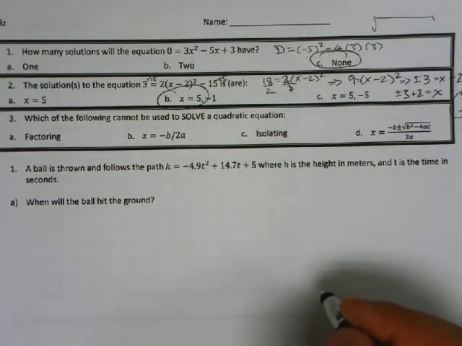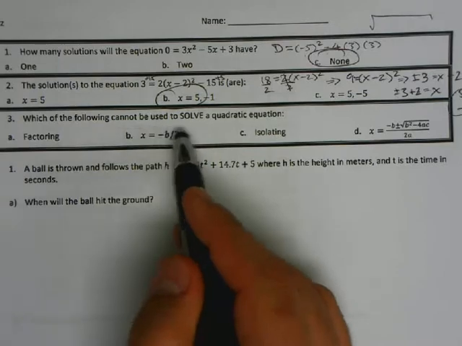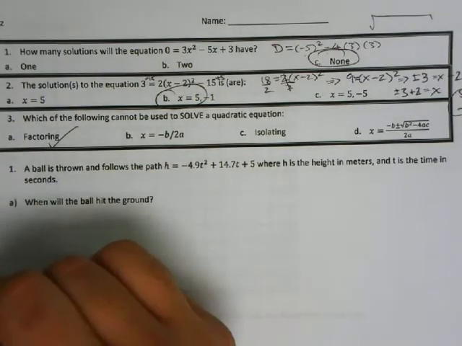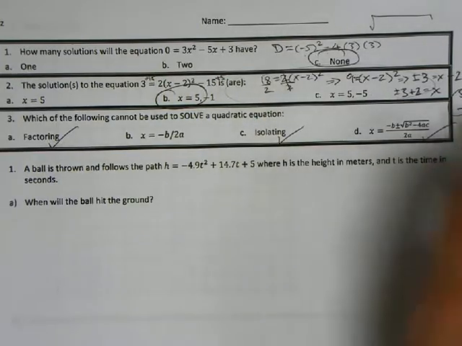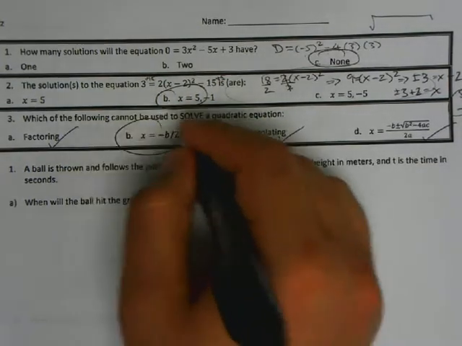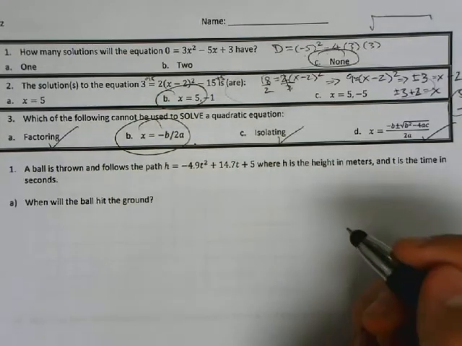There it is. So which of the following cannot be used to solve? Factoring can be used to solve. Isolating, I just did it up here. This is the quadratic formula. We use that all the time. So this one gives you the axis of symmetry, not a solution.